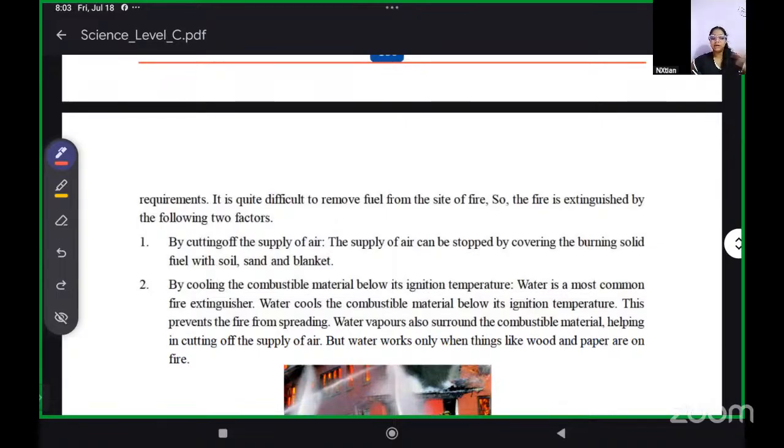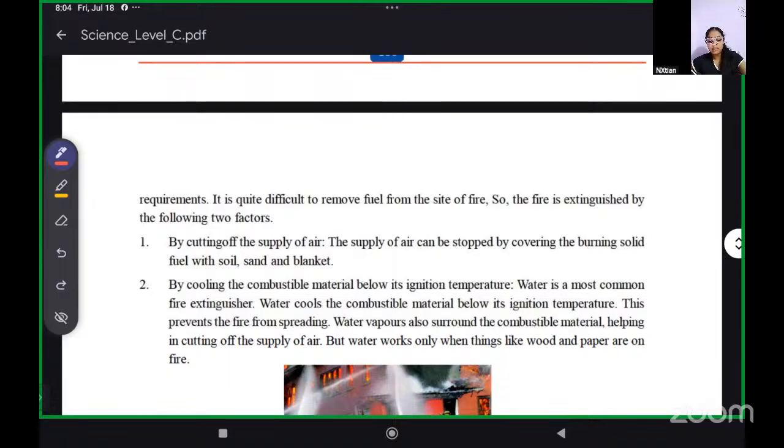So we have to eliminate any one of these things for the fire to stop. The supply of air can be stopped by covering the burning solid fuel with oil, sand, and blanket. These cut off the air supply. Sand is also put on an object or place to extinguish the fire, to stop the air supply.